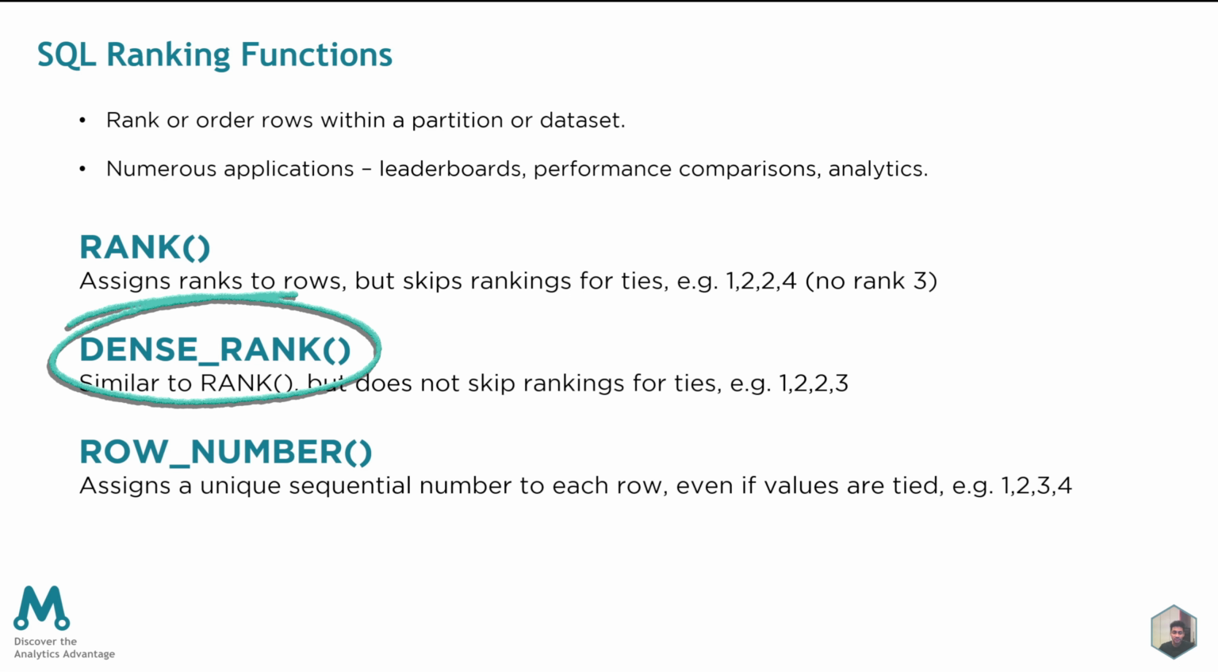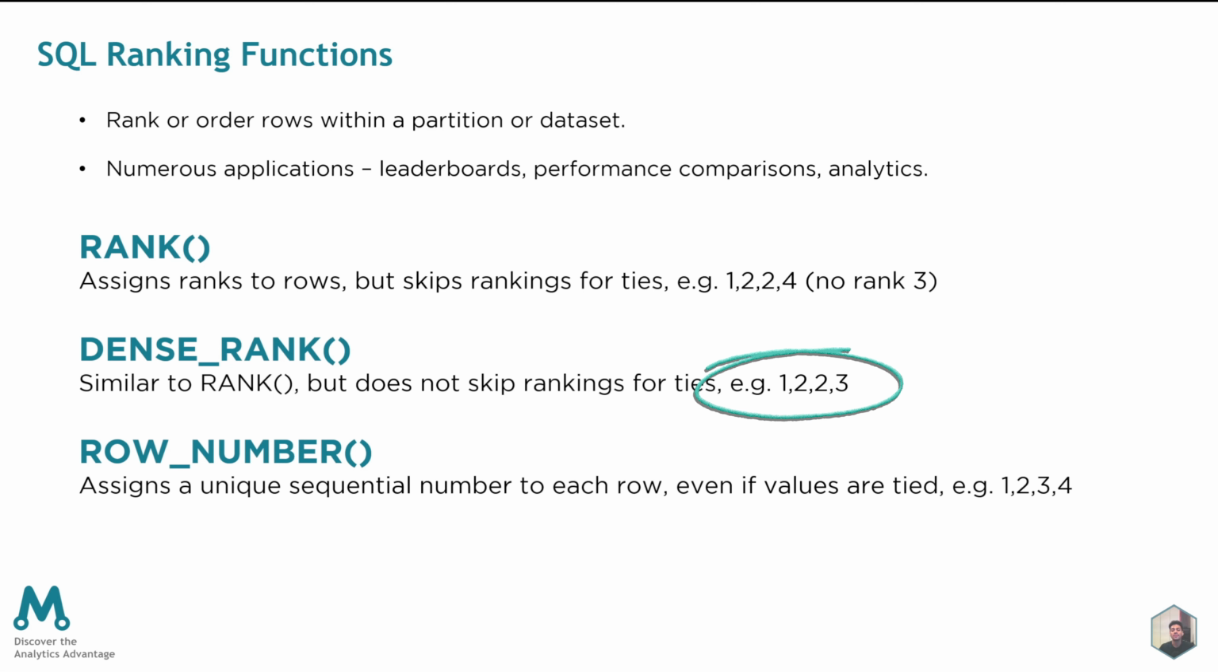DENSE_RANK is very similar to RANK, but it does not skip rankings for ties. Even if you have a tie, let's say you have 1, 2, 2, the next number will still be 3. It will still be the next number in the sequence, regardless of how many ties you have in between. If you're looking at something like a leaderboard, for example, RANK might be more useful than DENSE_RANK. But if you're trying to rank something without gaps, then DENSE_RANK is definitely the way to go.